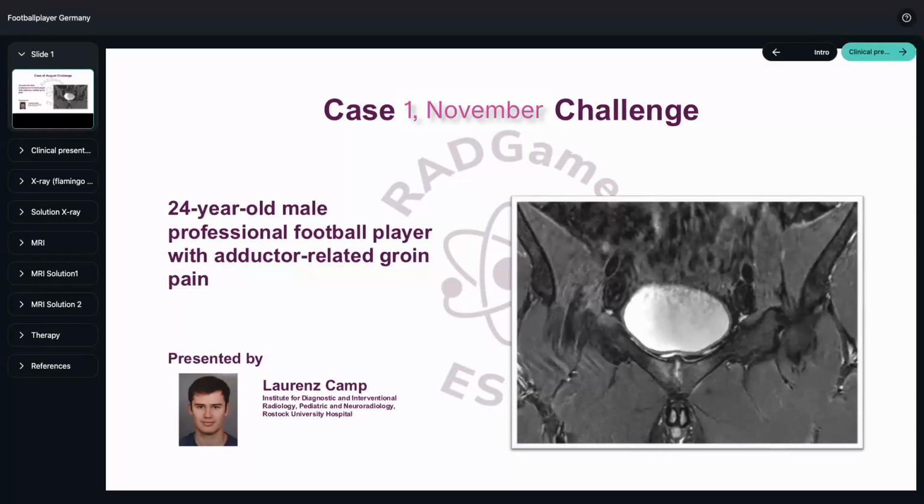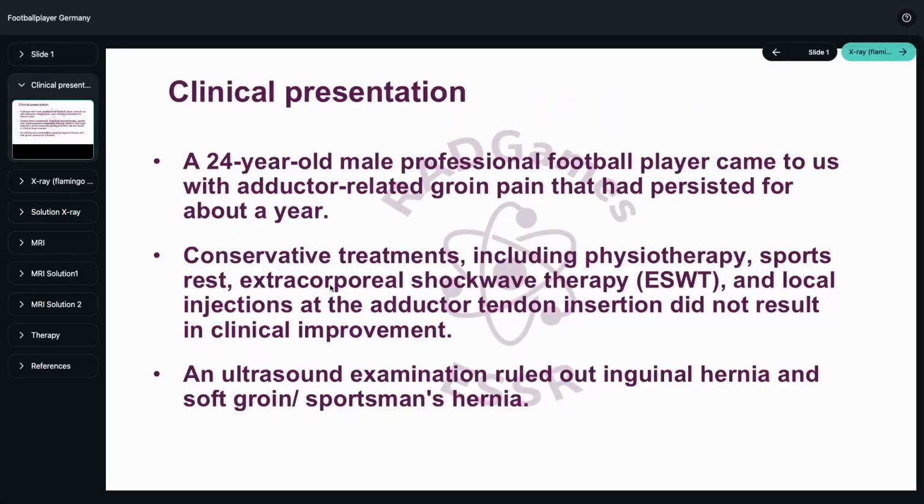I would like to present to you a case of a 24-year-old professional male football player suffering from adductor-related groin pain. The player came to us complaining of groin pain that had been ongoing for about a year. Conservative treatments, including physiotherapy, rest from sport, extracorporeal shockwave therapy, and local injections at the adductor insertion sites were not successful. An ultrasound ruled out inguinal hernia and sportsman hernia.